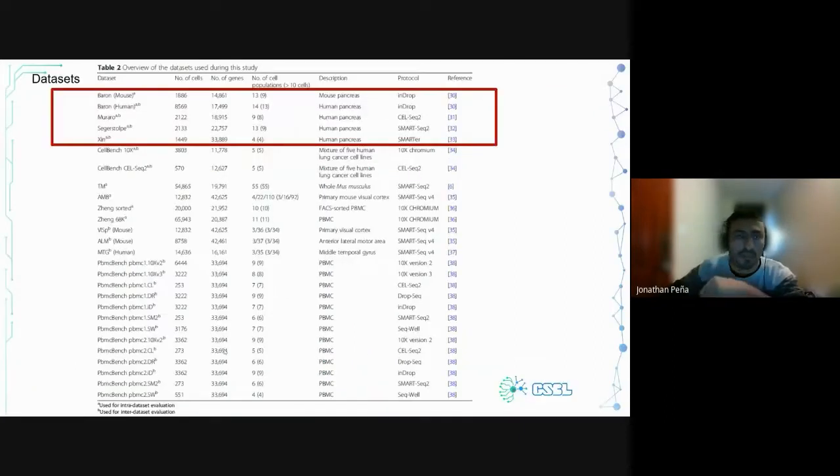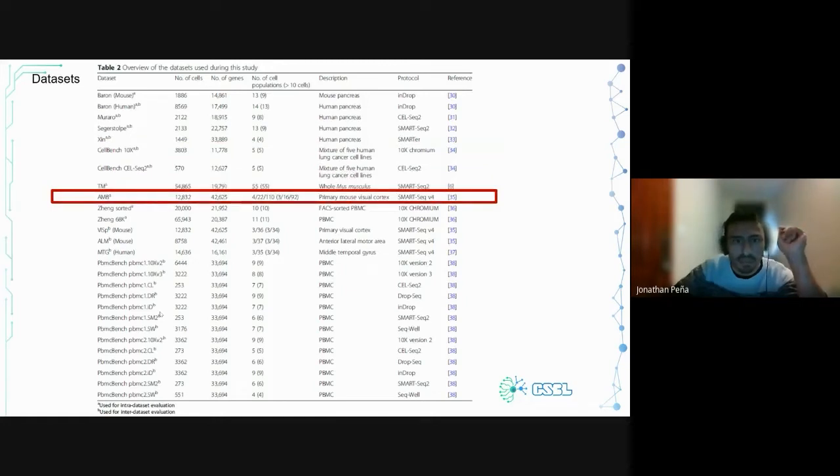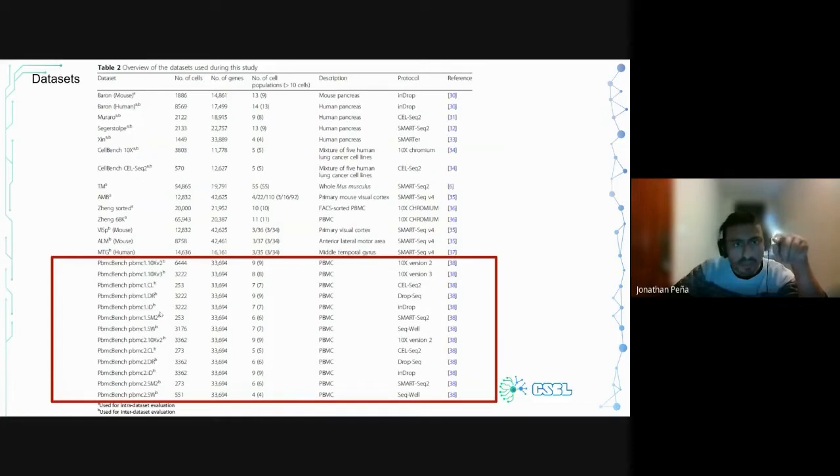Okay, the datasets that they use are from different tissues. For example, pancreas, lung cancer, musculus. They also use visual cortex, PBMC, and there are also some variations in the protocols of the datasets.